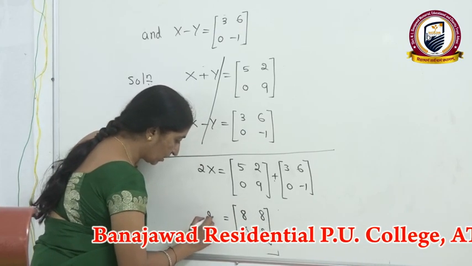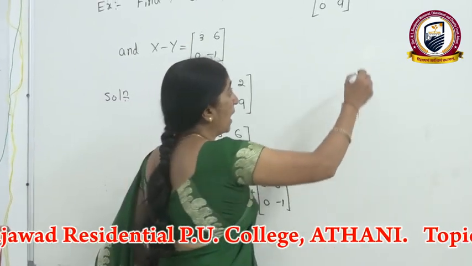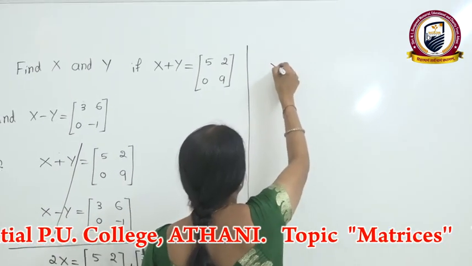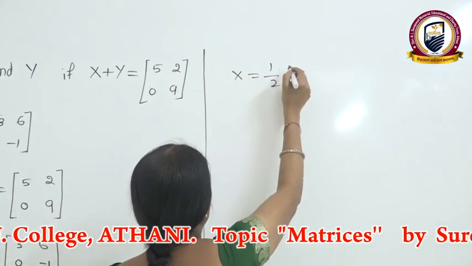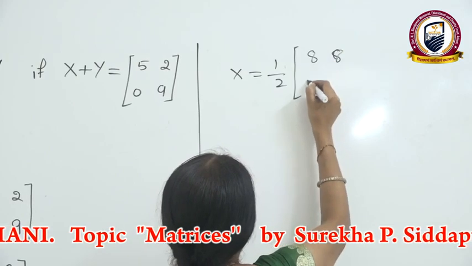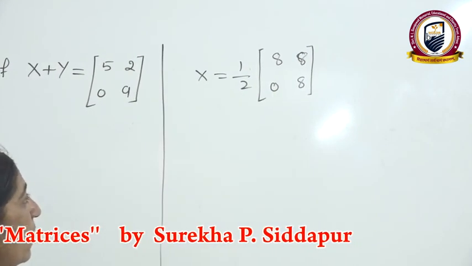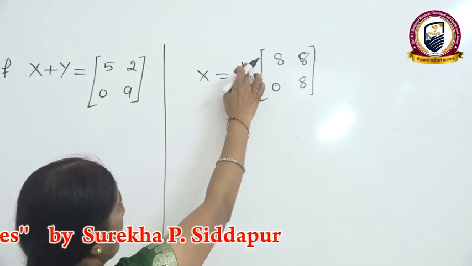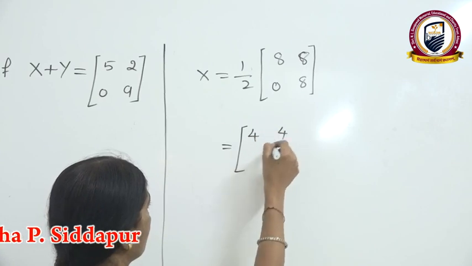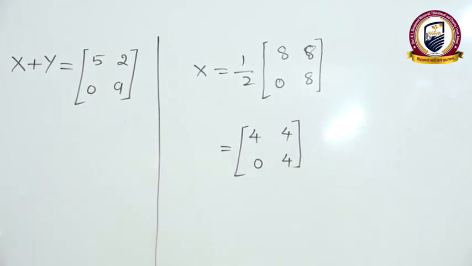But what is it? This is 2x. But our question is to find the value of the x and y matrices. So taking 2 to this side, how do you write? 1 by 2 times 8, 8, 0, 8. And you are already familiar with scalar multiplication. Each number is multiplied by 1 by 2. So this completes the matrix X.